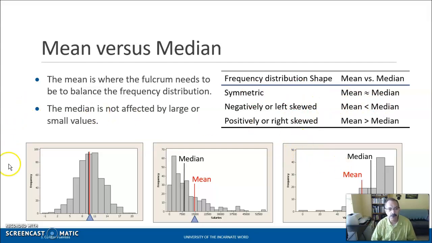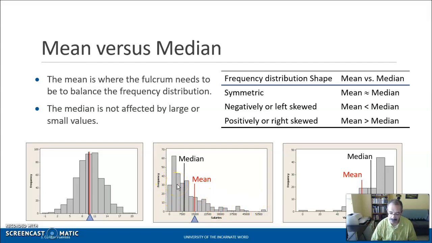And this is important to remember, because sometimes when we're looking at data, we compute the mean and we compute the median, and then say, well, which one should I use? Well, if they're approximately equal, the mean is always the best measure. However, if you have skewed data, then the mean is not going to be the best representation. The median will be.